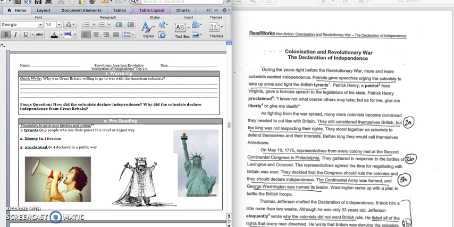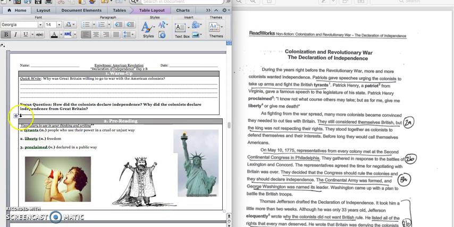So we have another article, but before we get started, we have a quick write. It says, why was Great Britain willing to go to war with the American colonists? Press pause to write down your answer and play when you're ready for the focus question.